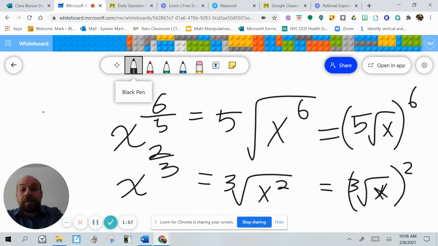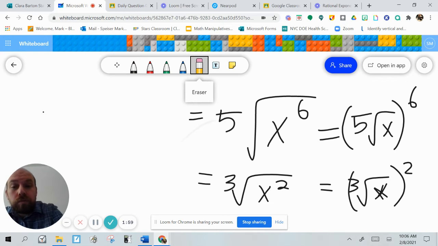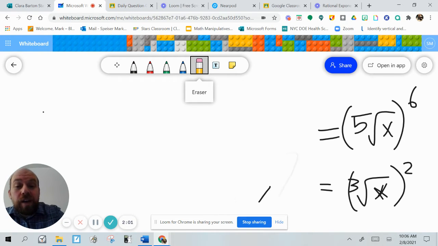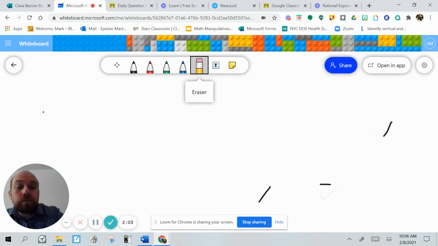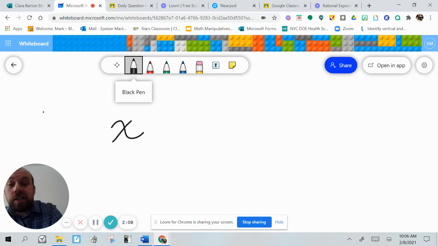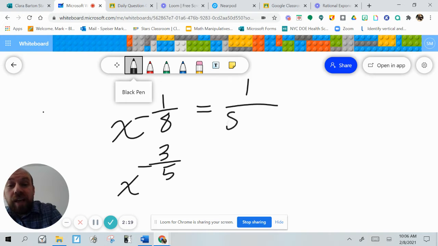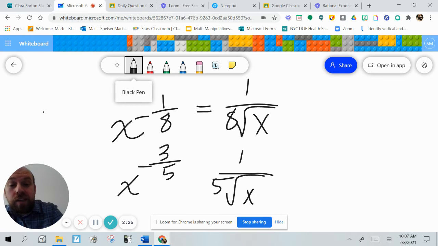What happens if it's negative? Well, if it's negative, it just becomes a fraction. We'll do one example. So you have x to the negative 1/8 and x to the negative 3/5. So this will be 1 over the 8th root of x. This will be 1 over the 5th root of x to the 3rd power.